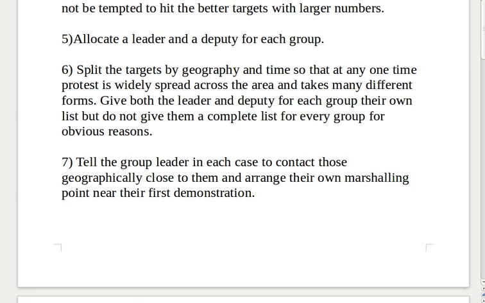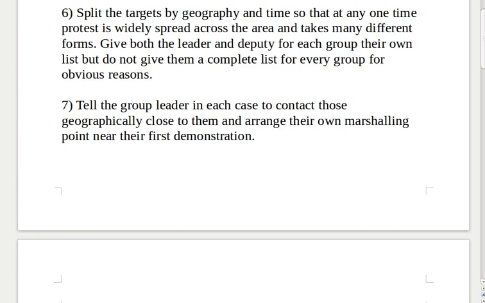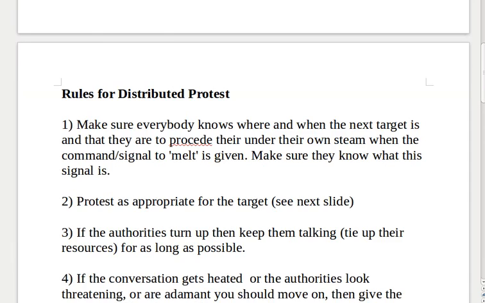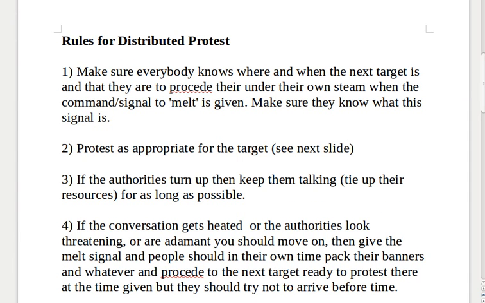Tell the group leader in each case to contact those geographically close to them and arrange their own marshalling point near their first demonstration. This stops it becoming known that everyone's going to meet in the car park behind Sainsbury's on Pope Street, and obviously they all turn up there, the police are already there, kettling, dispersal, all the rest of it. If you marshal in lots of separate places, there's nothing really the police can do about it.